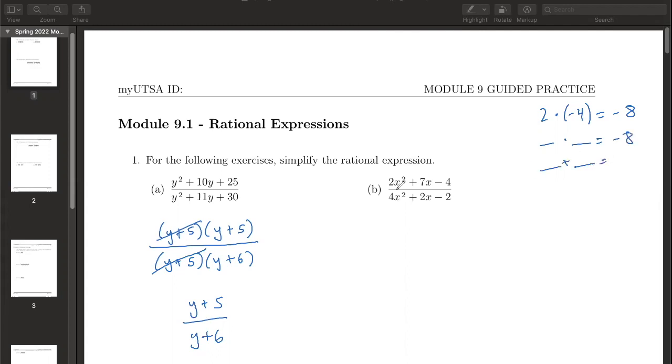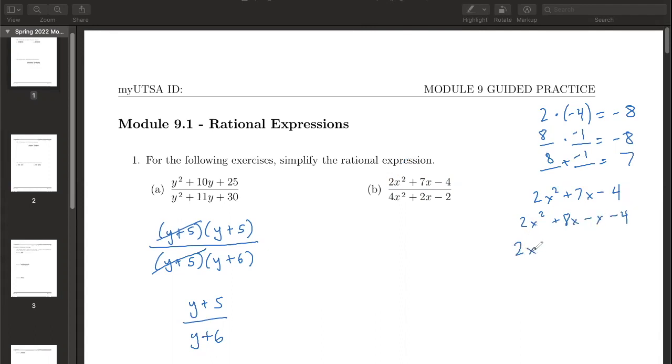So I want two numbers that multiply to not 4, but the product, which is -8. And then they still have to add to the middle term, which is 7. And then it looks pretty good from here to do 8 and -1. Now, we don't get off so easy as before. We have to actually rewrite the original with plus 8x and minus x.